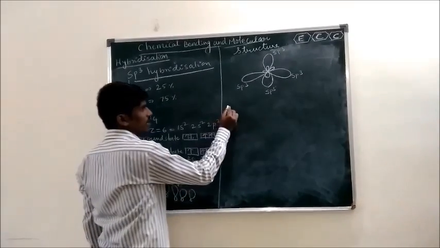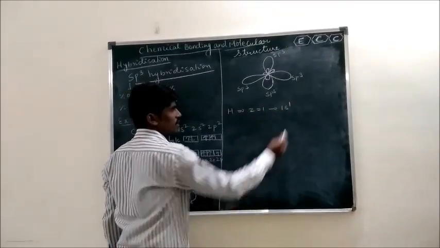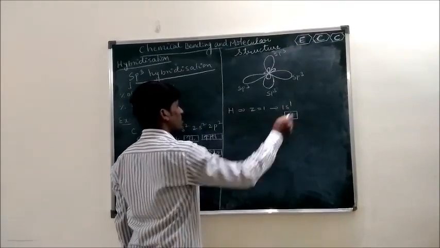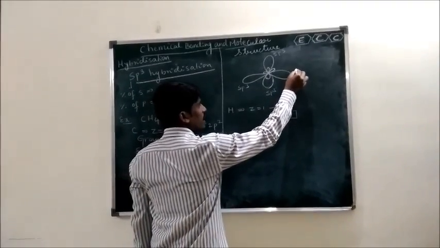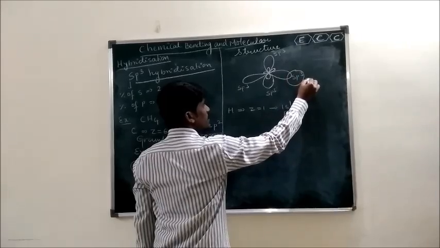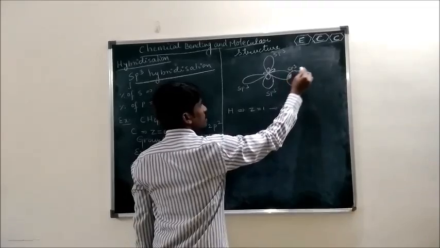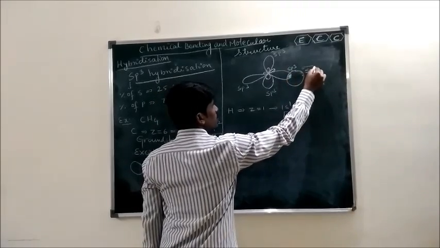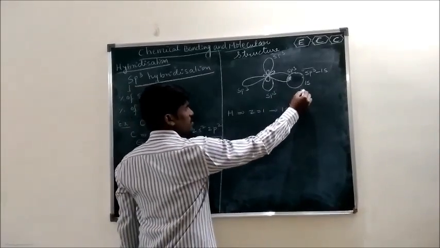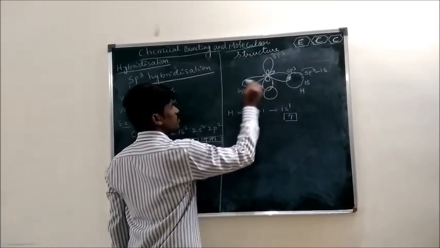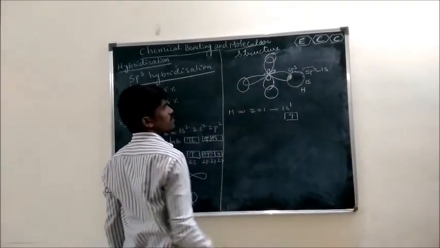Now as you know that hydrogen atomic number is 1, electronic configuration is 1s1. It has only one unpaired electron in 1s atomic orbital. This 1s atomic orbital can undergo overlap with sp3 hybrid orbital of carbon. It gives a sigma. This sigma is formed due to sp3 1s overlap. This is hydrogen. Similarly, here also overlapping is possible, here also overlapping is possible, and here also overlapping is possible.